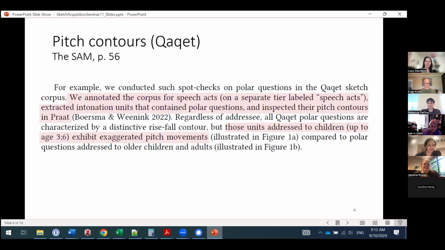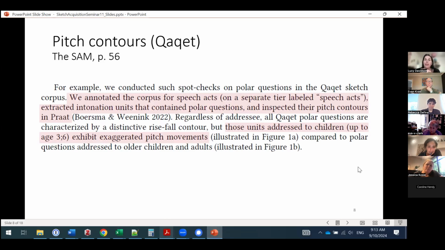Okay, so in the Cargeet sketch, Bigot and colleagues chose to do spot checks on polar questions. So they annotated the corpus, as you can see highlighted here. This is from the manual, from the SAM. They annotated the corpus for speech acts, labelled on a separate tier, so they could easily find them. And they extracted intonation units that contained polar questions, and then they analysed the pitch contours of these polar questions.